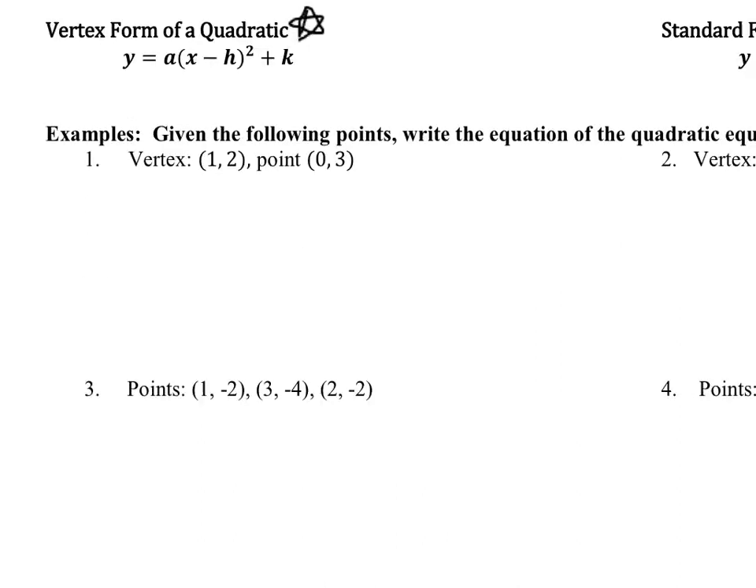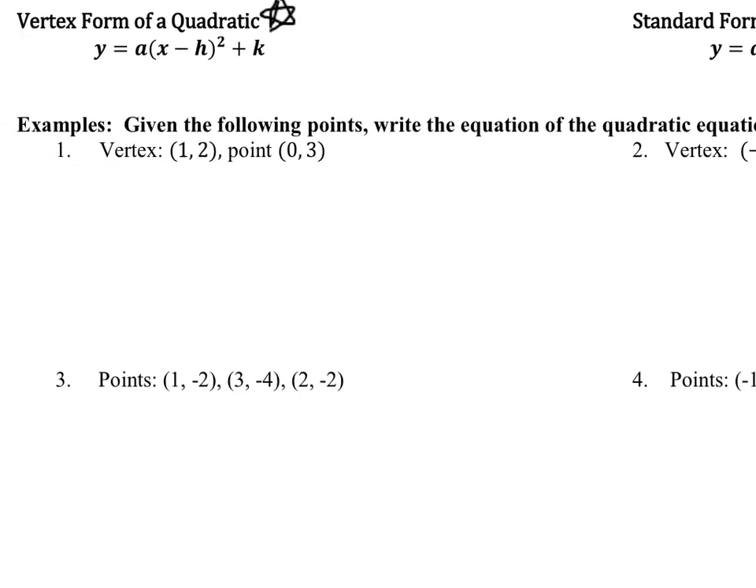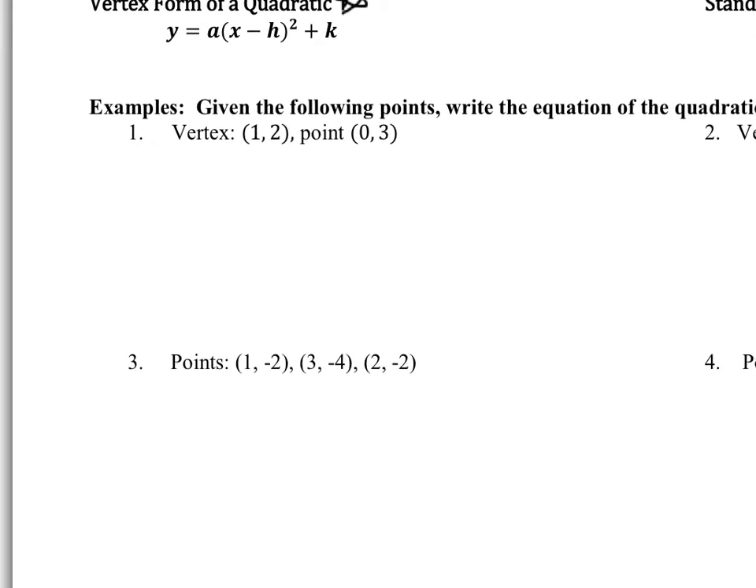In problem number 1, it says, given the following points, write the equation of the quadratic equation in vertex form and standard form. Okay, so number 1, we're given the vertex and we're given a point. Now I want you to remember that the vertex is just your h and your k. And any point on the quadratic will work in the equation for x and y. So let's use these two pieces of information to write our equation.